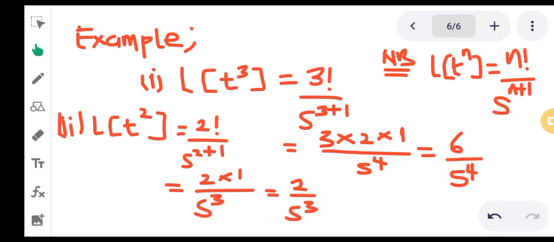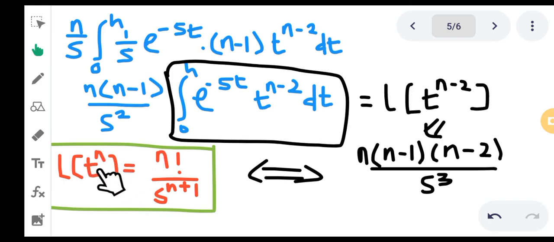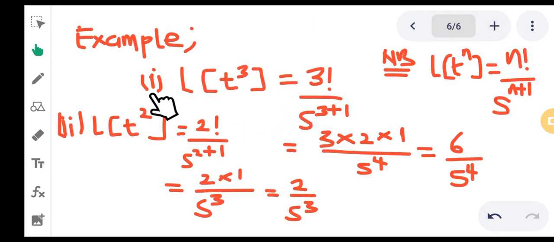Okay, so thank you very much. These are some examples that we need to solve. Whenever we apply the Laplace transform of t exponent n, you are going to get n factorial over s exponent n plus 1. So for example, we apply a Laplace transform for t exponent 3. The n here is your 3. So you are going to get 3 factorial over s exponent 3 plus 1. 3 factorial is 3 times 2 times 1. Remember, 3 times 2 times 1. All over s exponent 3 plus 1, which is 4. So you're going to get 6 over s exponent 4.